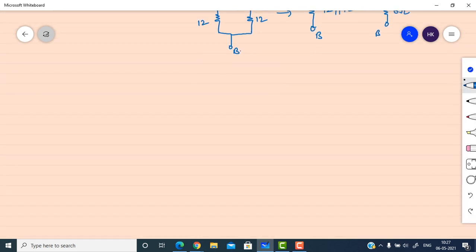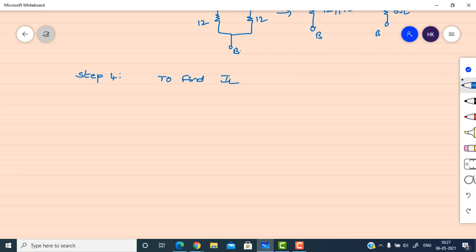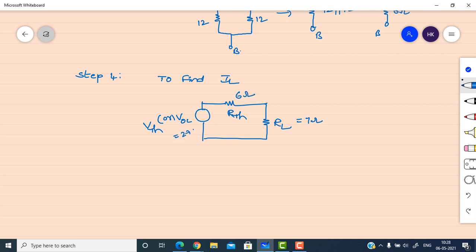The last step, you have to draw the equivalent circuit to find IL. The equivalent circuit consists of VOC or VThevenin in series with RThevenin, that is in series with RL. RL value is 7 ohm, RThevenin value we got 6 ohm and VOC value 27.5.